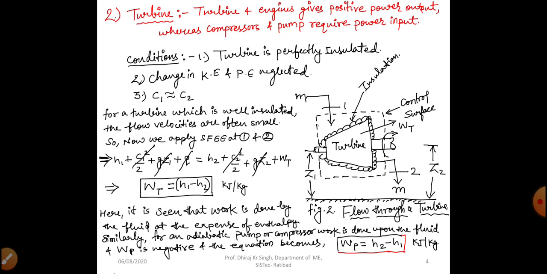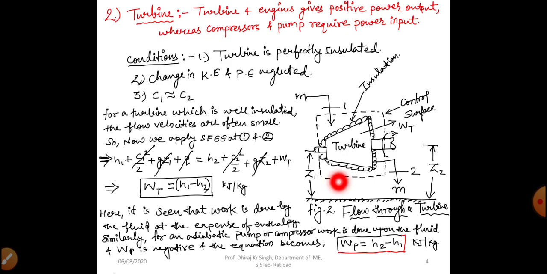Now we will move to turbine, right. So what is turbine? Basically turbine and engines give positive power output, whereas compressor and pumps require power input, right. So turbine is a power producing device, we all know. At the expense of steam, it is producing mechanical shaft work output. If we talk about a steam turbine, or a water turbine, then at the expense of hydraulic energy, it will give us mechanical shaft work.